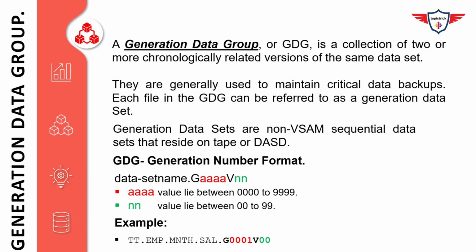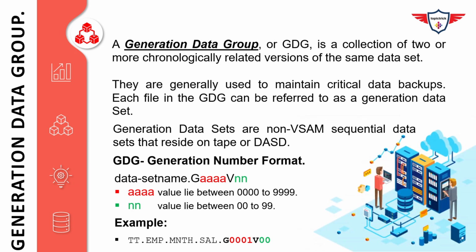The naming convention of generation dataset is slightly different. The operating system uses the absolute generation number to uniquely identify each generation dataset. This number is added at the end of the dataset name. So the format is dataset name dot absolute number followed by a version number. The absolute generation number consists of 4 digits for the generation number and 2 digits for the version number.